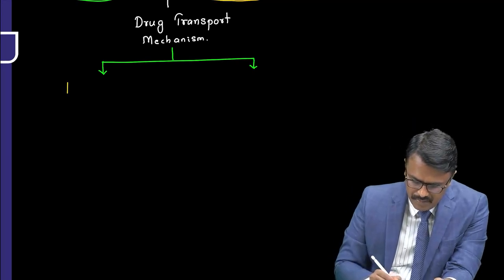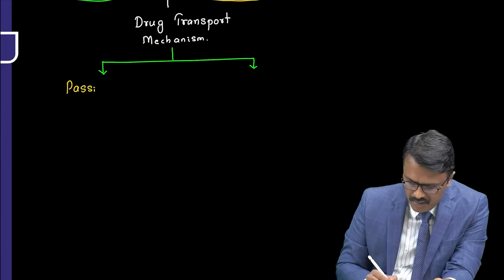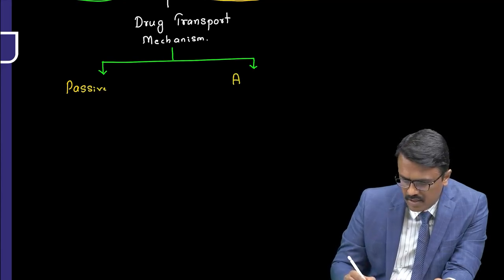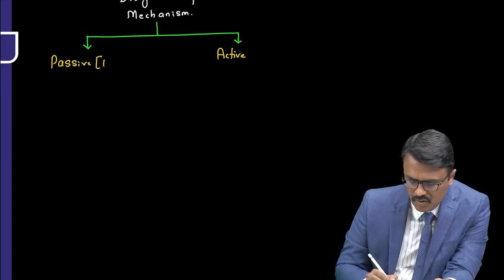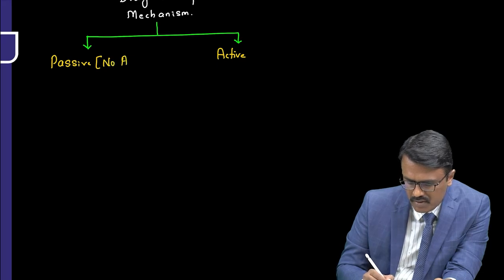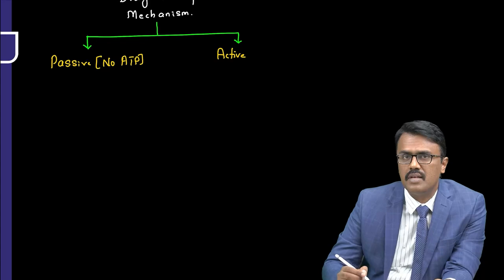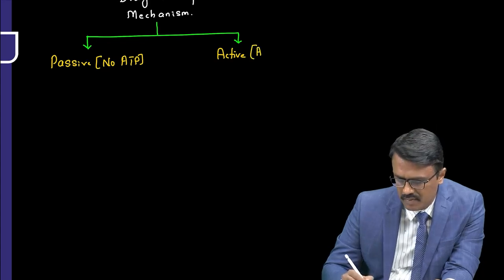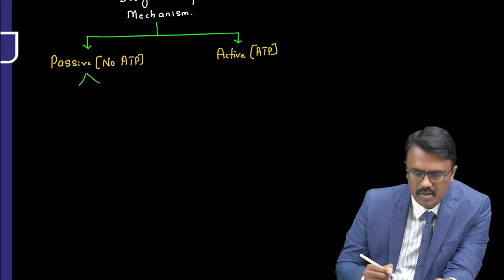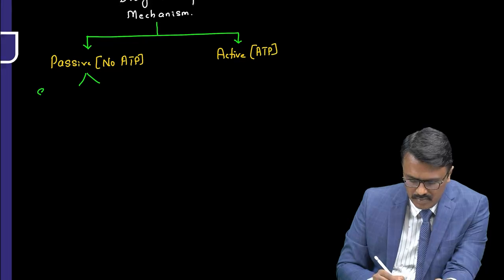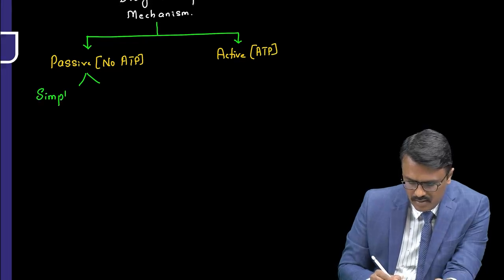Now, we have passive transport as well as active transport. You know the meaning of passive? No energy or no ATP is required for this. And as the name tells, active requires energy, ATP. Now in passive transport there are two important aspects. It is nothing but simple diffusion.